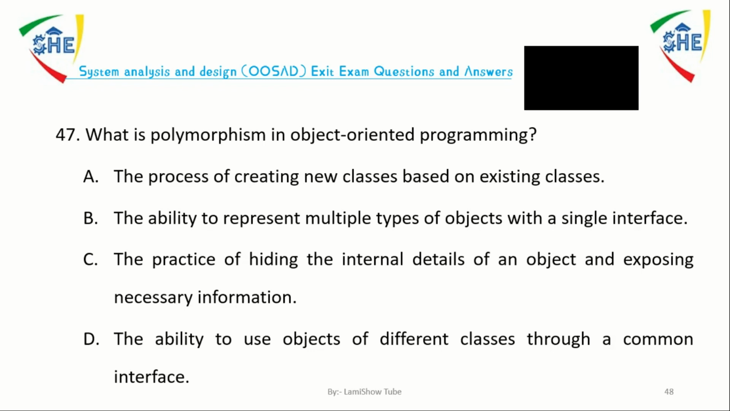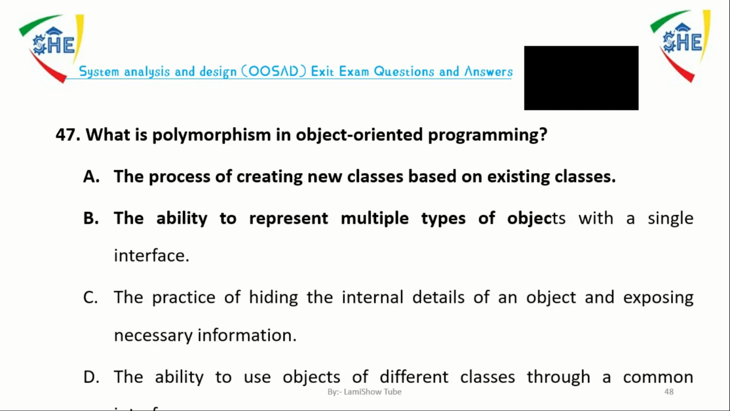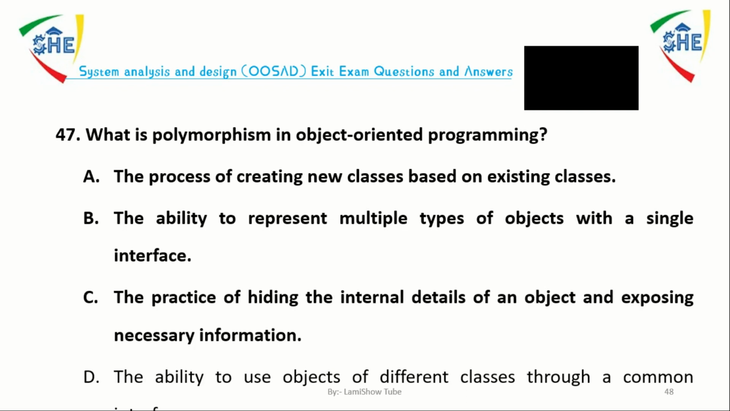Question number 47. What is polymorphism in object-oriented programming? A. The process of creating a new class based on an existing class. B. The ability to represent multiple types of objects within a single interface. C. The practice of hiding the internal details of an object and exposing necessary information. D. The ability to use objects of different classes through a common interface.